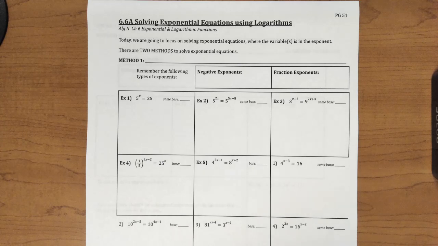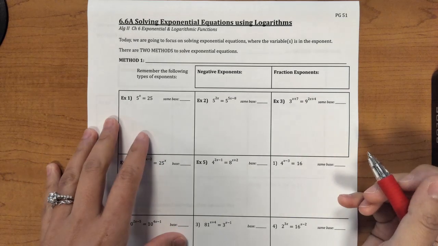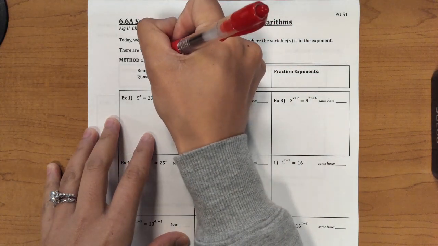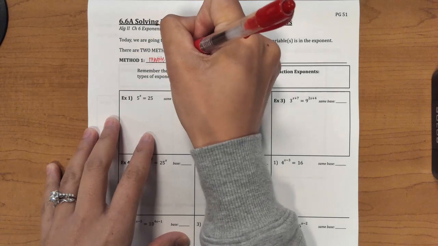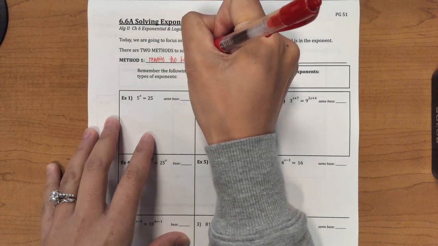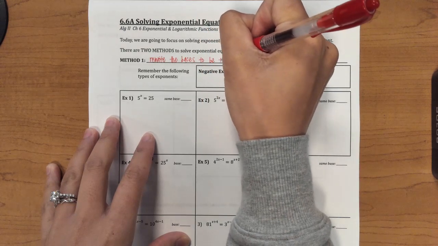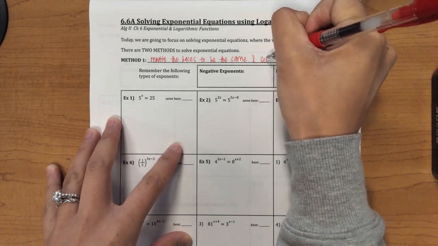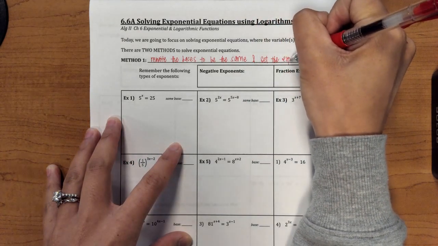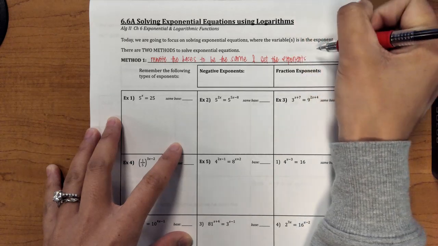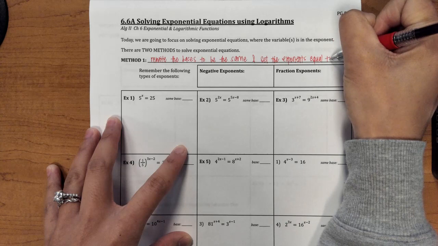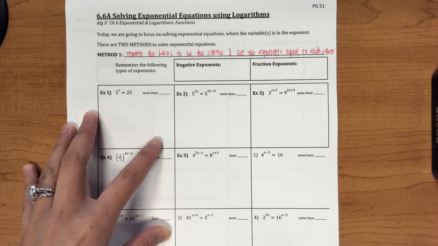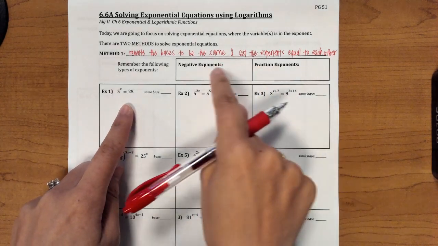So there are two methods to solve exponential equations. And the first method is to make the bases the same. So rewrite the bases to be the same, and then set the exponents equal to each other. Sorry, out of space there. And so let me give you a quick example. We'll talk about these two in a moment.